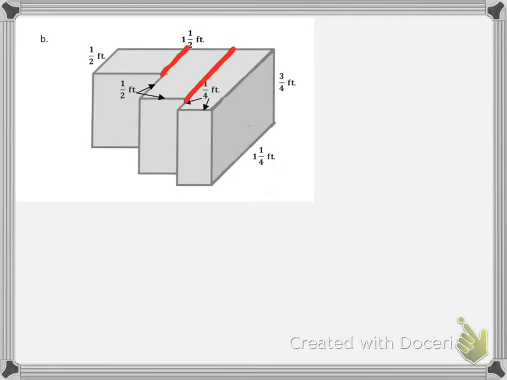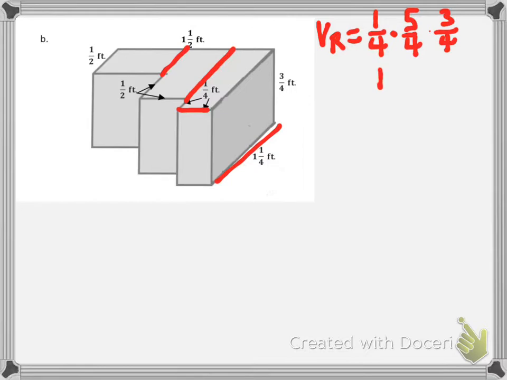Let's do the volume of the right side first. Volume of the right side. Well, I've got 1/4 is the length. I have 1 1/4, that's 5/4 is the width, and the height is 3/4. So no simplifying, doesn't look like. 5 times 3 is 15. 4 times 4 is 16, and 16 times 4 is 64. So we have 15 64ths cubic feet for the volume on the right.